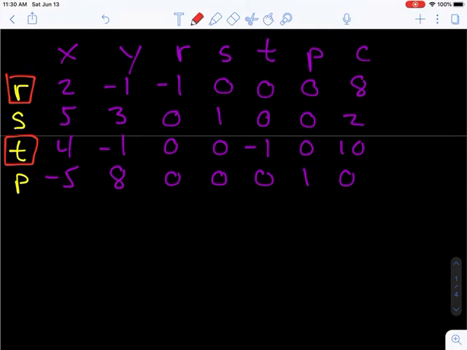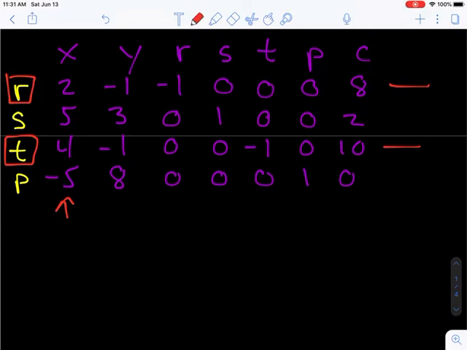To determine what the pivot is, we can go to either one of the rows that have a negative active variable. That would be either this row or this row. And we look for the largest positive number. If I use the first row, the R row, the largest positive number is in the X column. Well, if I go to the T row, the largest positive number is also in the X column. So either way I look at it, the X column is going to be my pivot column. This is how we determine the pivot column when we are doing phase 1.